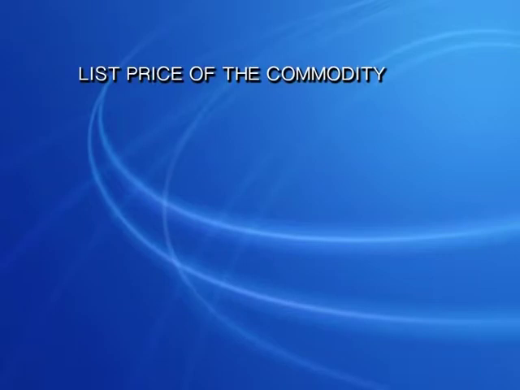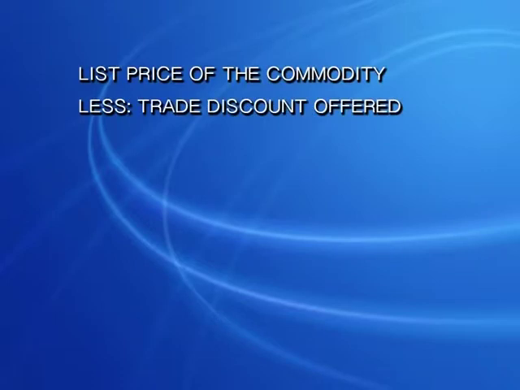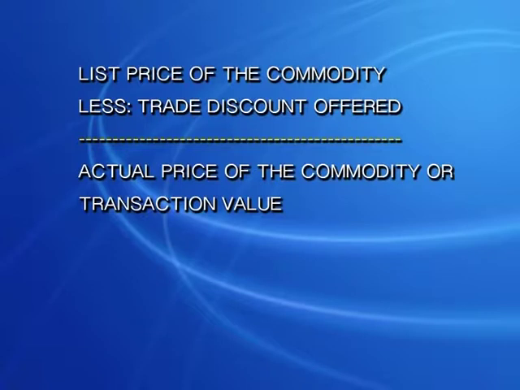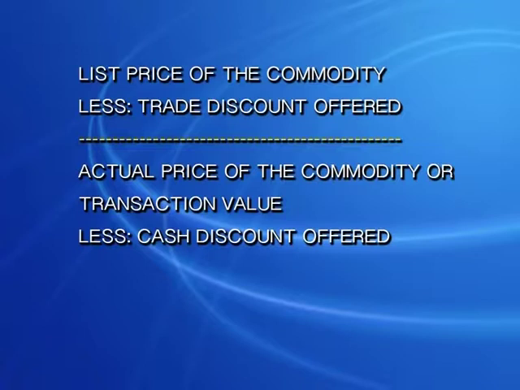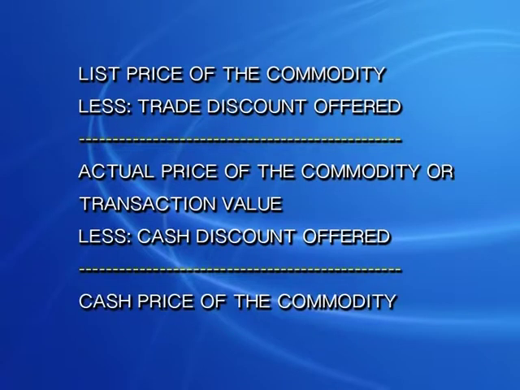This concept of price and discount can be understood as, first there is a list price that is mentioned in the catalog. Then from this list price of the commodity, trade discount is offered. After deducting trade discount, the price that arrives is the actual price of the commodity, or what you call net value or transaction value. From this transaction value, cash discount if offered is deducted, and after deduction of cash discount, the leftover price is cash price of the commodity.